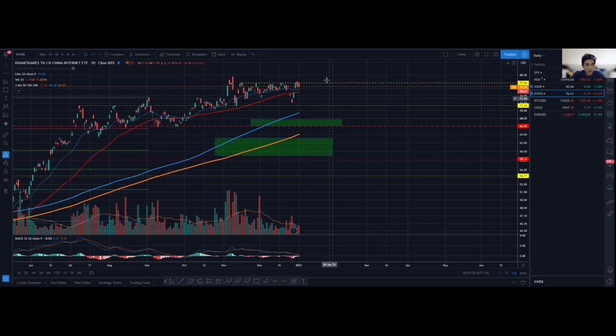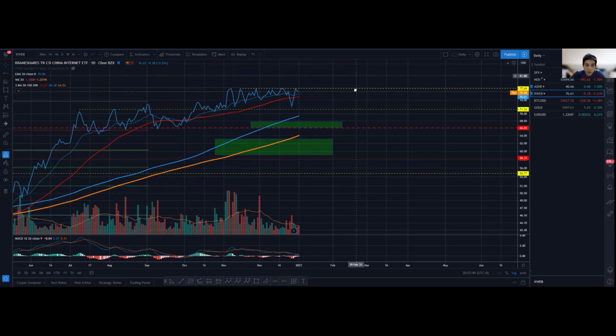Finally, for KWEB, you can see there's resistance near this key horizontal resistance which I've drawn. Very nicely it's been rejected one time, two times, three times, four times, with support over here one time and two times. So I would say overall it leans towards further upside momentum.